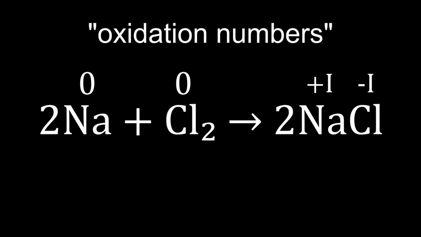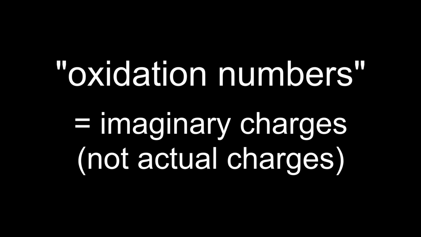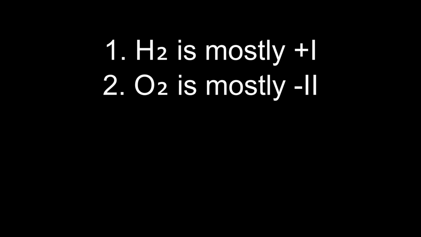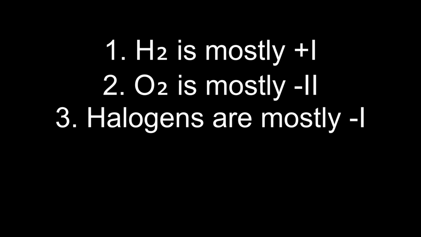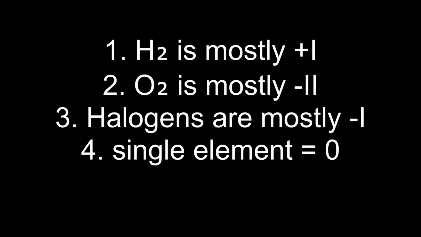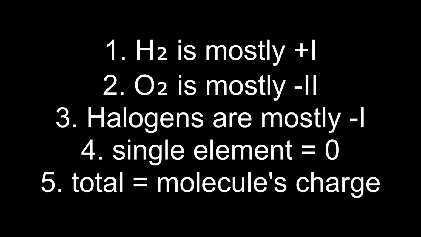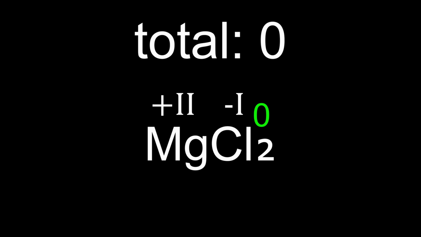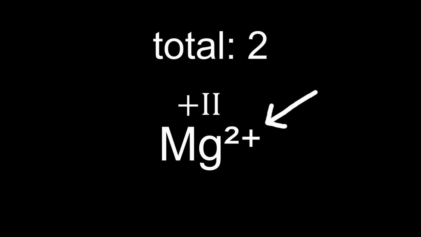More accurately, redox reactions are reactions that change the oxidation numbers of elements, which are kind of like imaginary charges. There's just a few rules you have to know to figure those out. Hydrogen is mostly plus one, oxygen is mostly negative two, halogens are mostly negative one, single elements are always zero, and the oxidation numbers of all atoms in a molecule always have to add up to the molecule's charge. So this would total zero, while single ions just have their charge as the oxidation number.